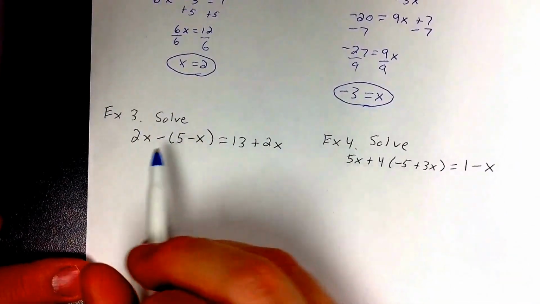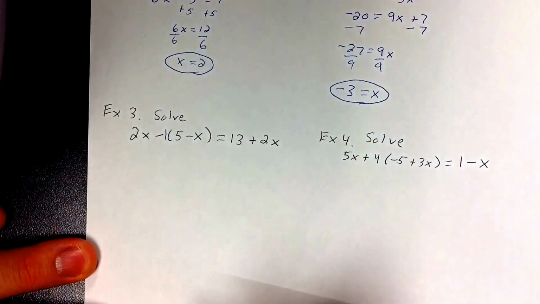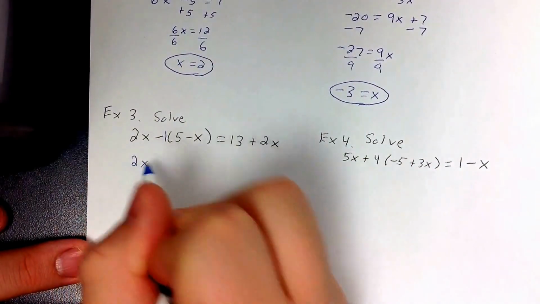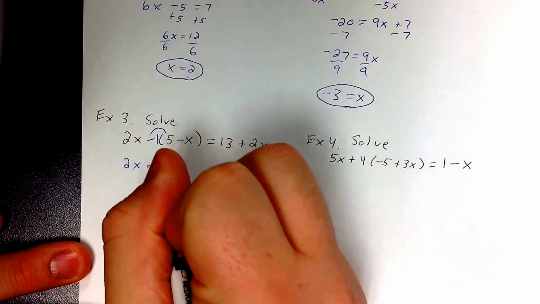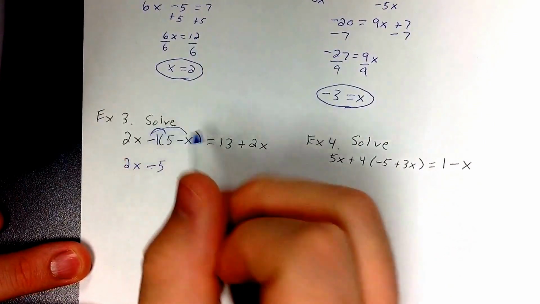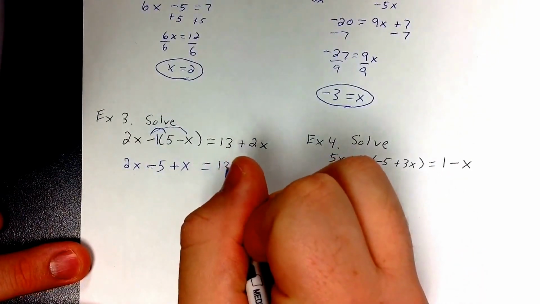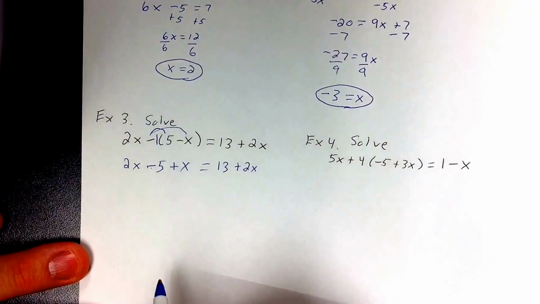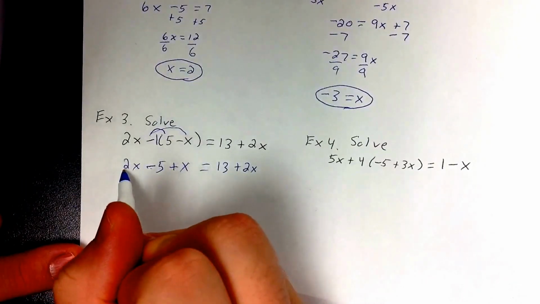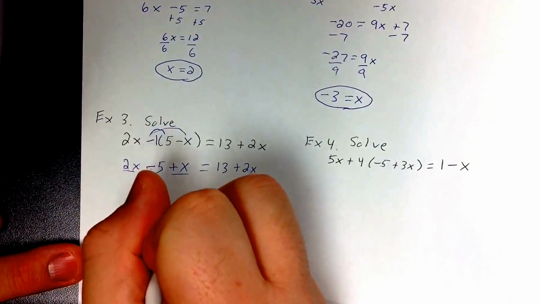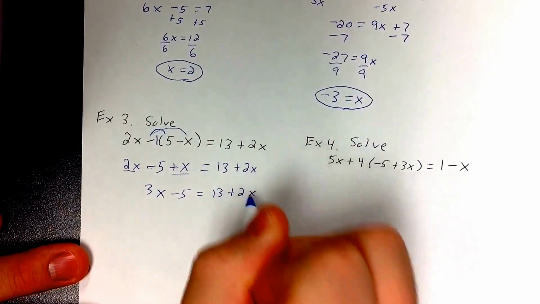Okay, example 3. 2x minus 5 minus x equals 13 plus 2x. Again, with this negative sign in front of the parentheses, we treat it like a negative 1. So I'm going to bring down the 2x. Distribute this negative 1. So negative 1 times 5 is negative 5. Negative 1 times negative x, and negative times a negative is a positive, so it's just plus x, equals 13 plus 2x. So that's distribute. Now I want to combine. So on the left hand side here, I can go ahead and combine 2x and 1x, which gives me 3x. Bring down the minus 5 equals 13 plus 2x.